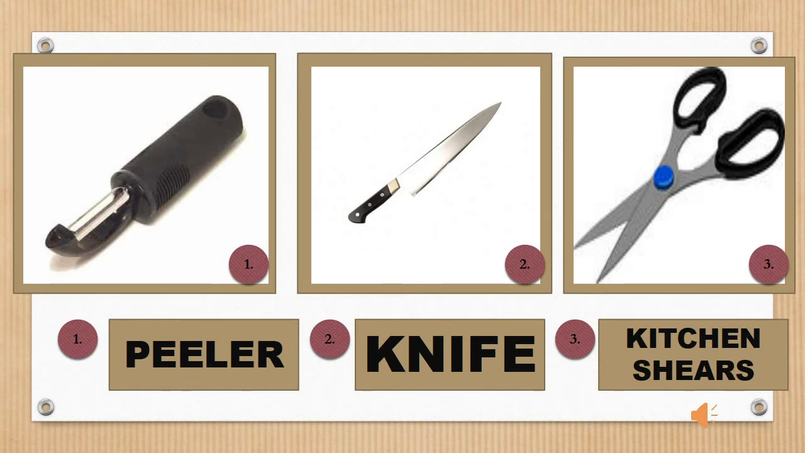Number 3, kitchen shears. The main uses for kitchen shears are the most obvious ones: snipping herbs, cutting open food packaging, and breaking down poultry.